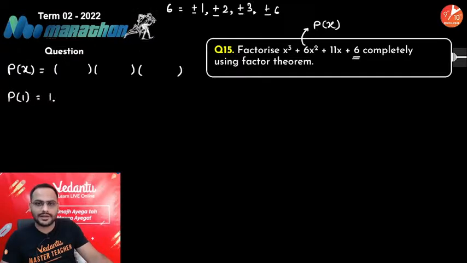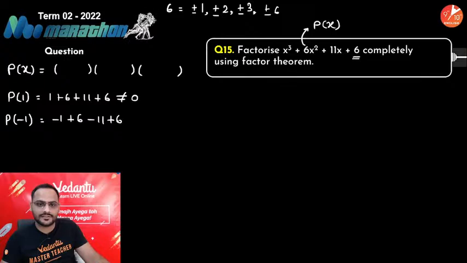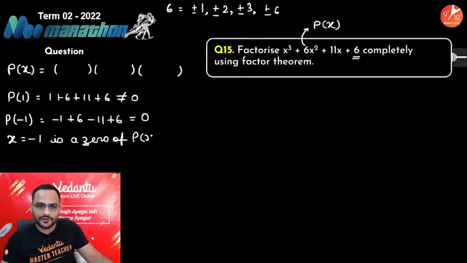At 1 it is not becoming zero. 1 cube is 1 plus 6 plus 11 plus 6. It is not equal to 0. I'm not calculating, the main thing I want is 0. At minus 1 there are chances. देखो, minus 1 cube will be minus 1. Minus 1 square is 1, 1 times 6 is 6. 11 into minus 1 is minus 11 and plus 6. देखो, it is becoming equal to 0. So from here we got x equal to minus 1 is a zero of this polynomial p of x.